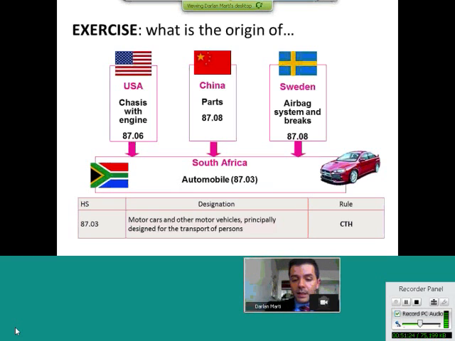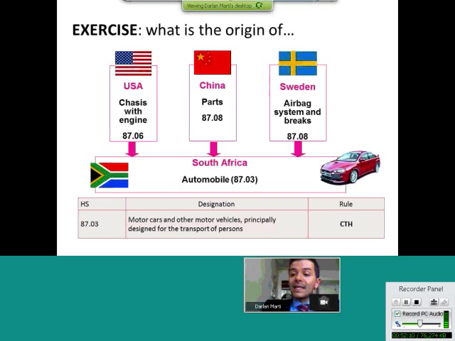Well, if the rule is, as you see there at the bottom of the slide, change of tariff heading, what you need to know is what the heading of the parts are and what the heading of the final good is. If these two are different, there was a substantial transformation. So in this case, you see here that the engine was in 8706, the parts in 8708, as well as the airbag, and the final car is in heading 8703. Therefore, as you can see, 8703 is different from the other headings.